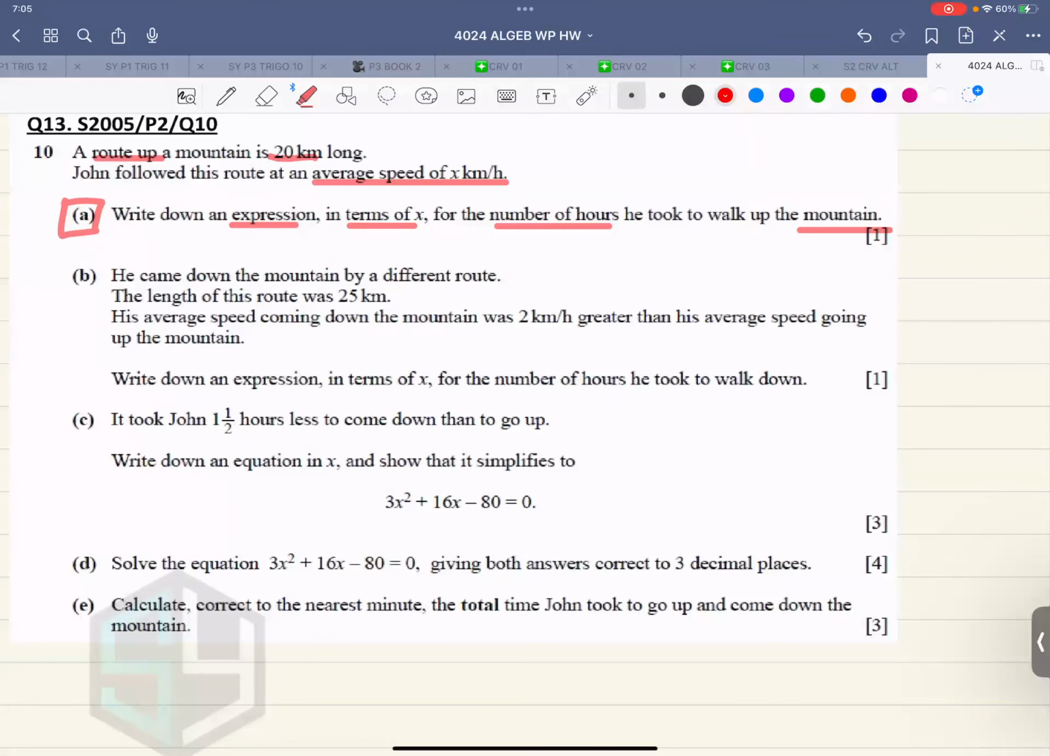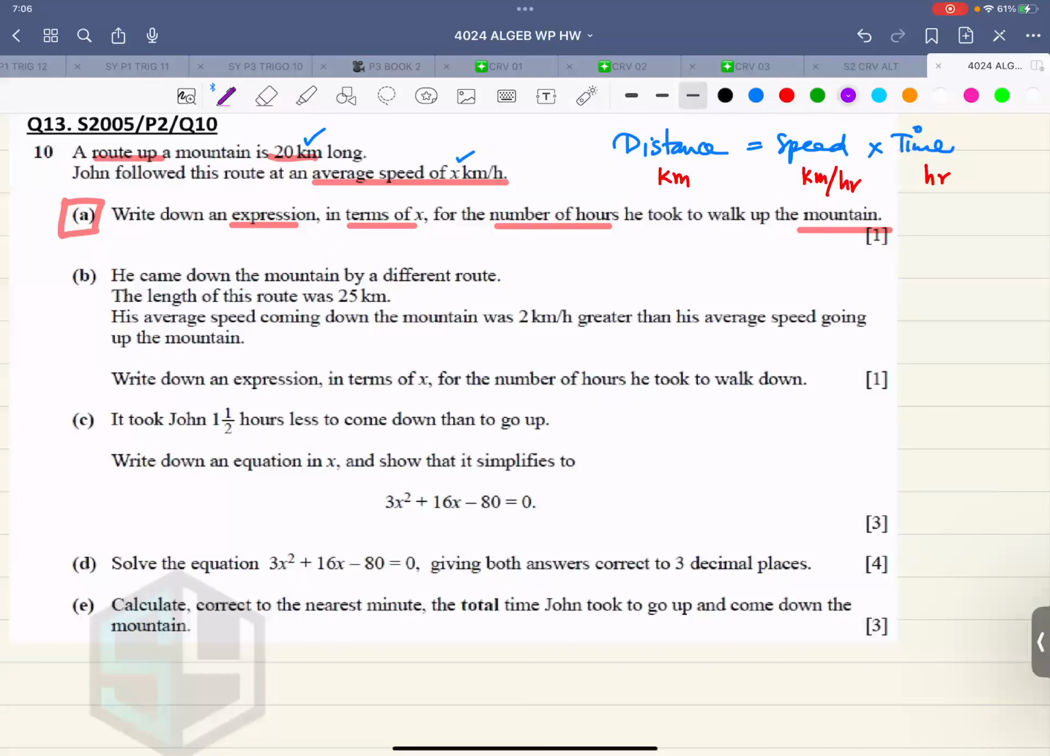Now, we know the formula, that distance is equal to speed into time. Just make sure that all the units are balanced out. This is in kilometers. This is X kilometers per hour. That means the time will be in hours. So let me write this down. This is kilometer. Speed is kilometer per hour. Naturally, the time has to follow the balance. It should be in hour.